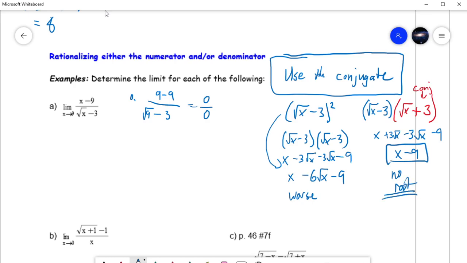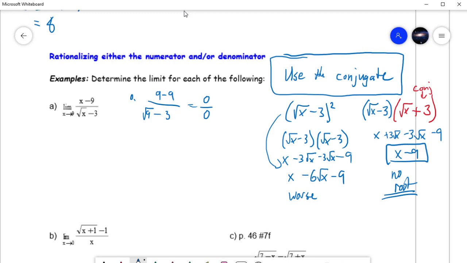And that is key. So when you want to remove a root from an expression, don't square the expression unless you want to square the whole thing, which, as I'm telling you right now, if you square a binomial, you're not going to get rid of the root signs. If you want to get rid of a root sign where you have a binomial, use the conjugate. So write out the exact same thing, but change the sign in the middle.